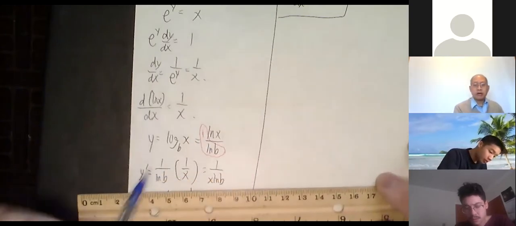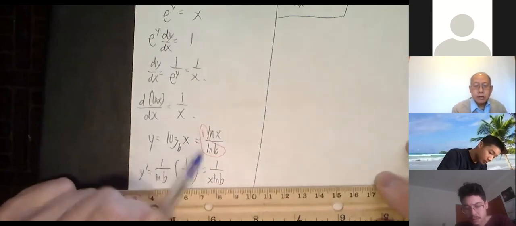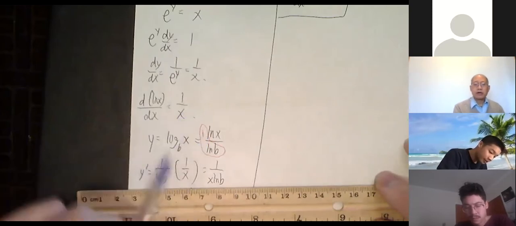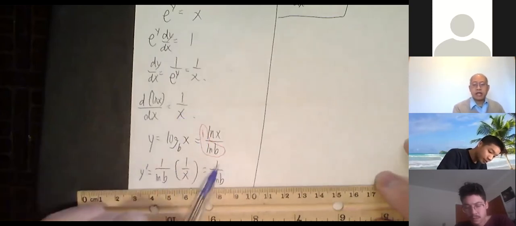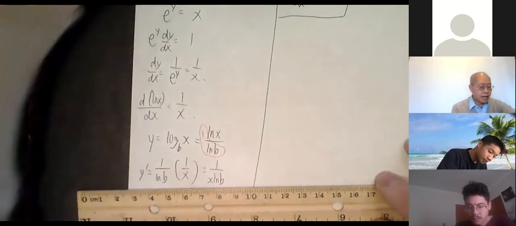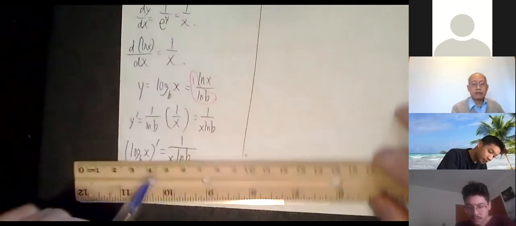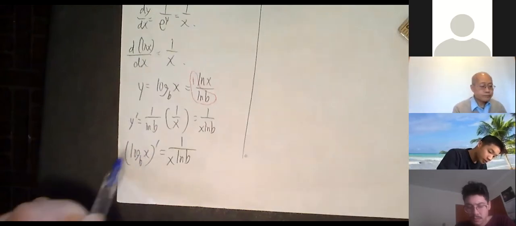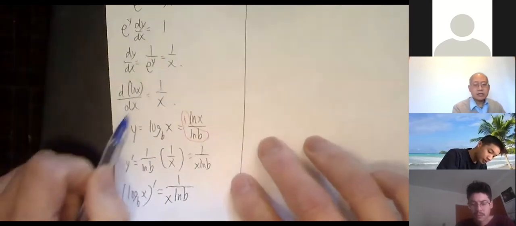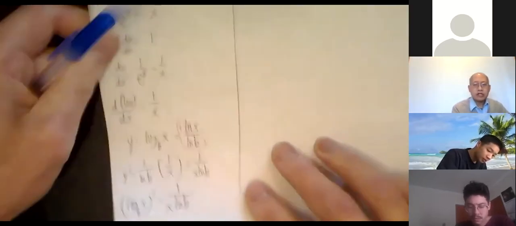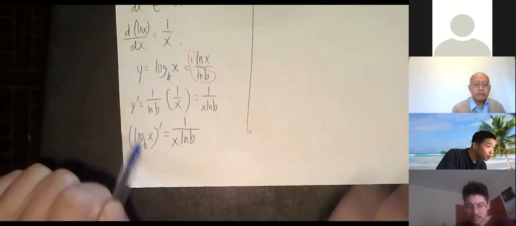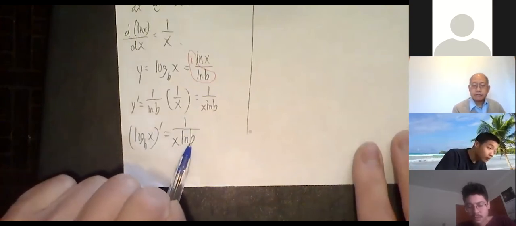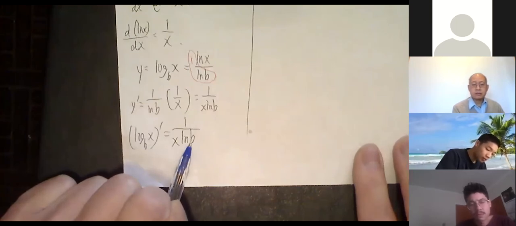So therefore, y prime is the coefficient 1 over ln b times the derivative of ln x, which we now know is 1 over x. And we clean it up as 1 over x ln b. So bottom line result, you can see it's a little bit harder. Put it on your cheat sheet if you wish. So what's the derivative of ln x? 1 over x. What if you have a log to any other base? The derivative of log base b of x is 1 over x ln b. Again, clearly not as nice.